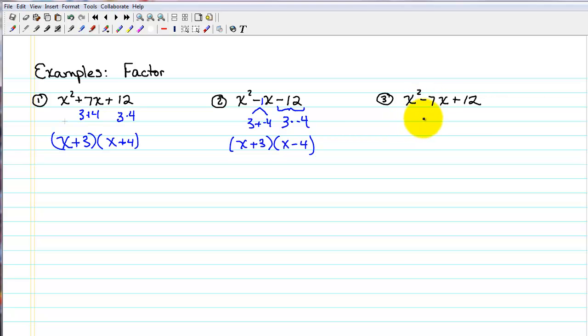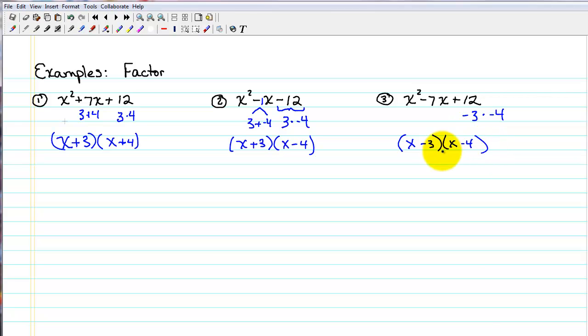And here, our third example, I need two numbers that multiply to be positive, so they could either both be positive or both negative. Since they have to add to be a negative number, I'm looking for two negative numbers. So negative 3 times negative 4, and if we add those together, we get negative 7. So our factors would be x minus 3 and x minus 4.